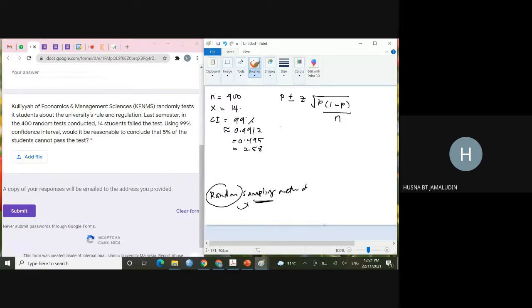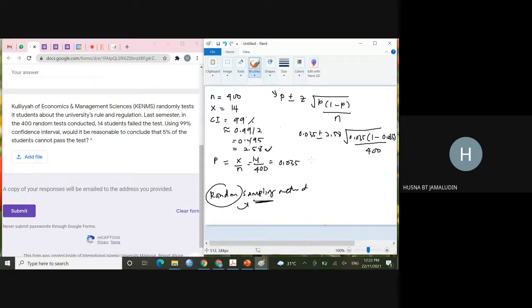You also have to compute the p, right? How to compute p, or pi? X divided by N. Your X is 14, divided by N, your 400. This should give you the value of 0.035. Now everything is here, just apply the formula. So your p is 0.035, plus minus your Z, 2.58, multiplied by the square root of p, 0.035, times 1 minus 0.035, divided by your N, 400.